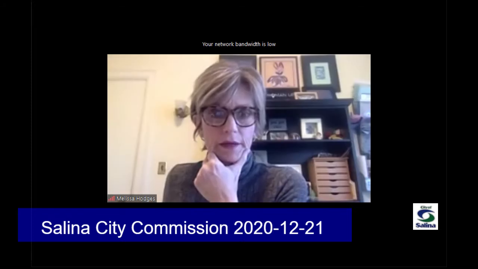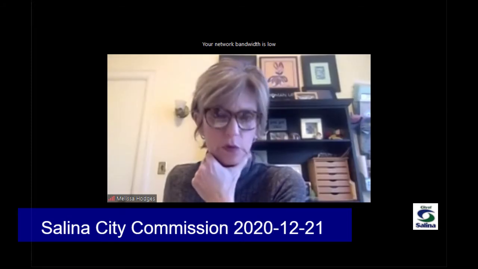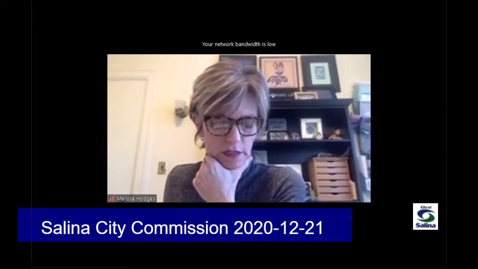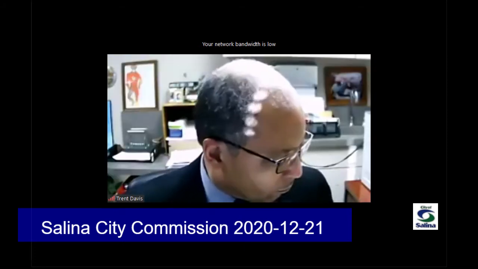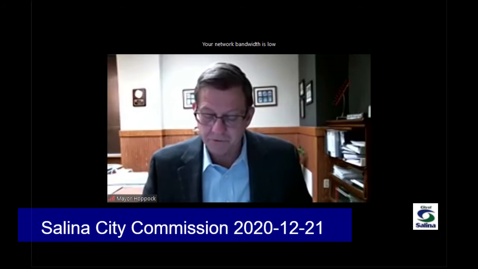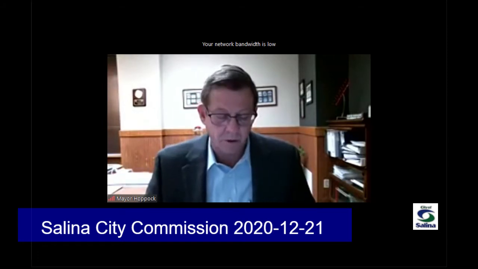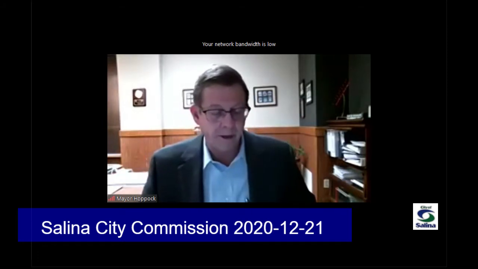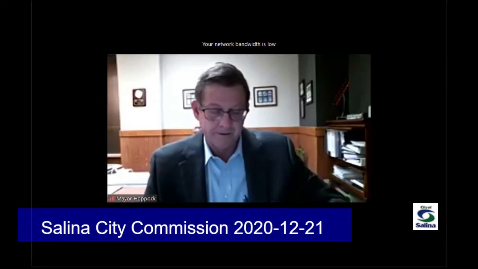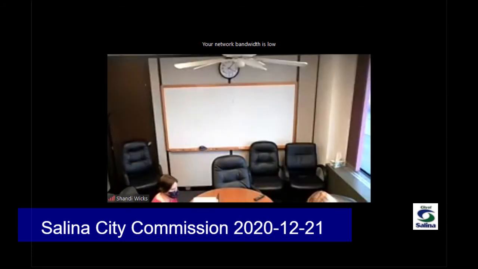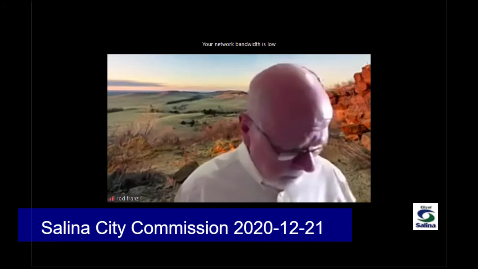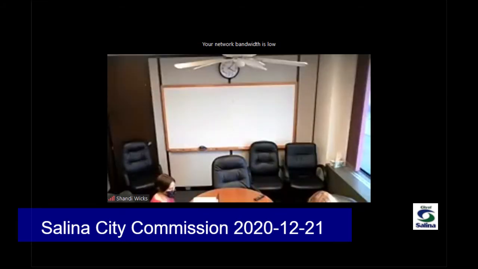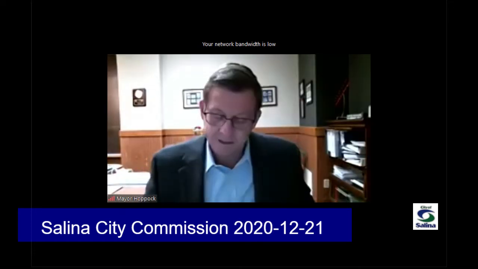Mayor Hoppick, Commissioner Hodges here. I move that we approve the consent agenda as presented. Commissioner Davis, second. Mayor Hoppick here. We have a motion, a second to approve the consent agenda items 6.1 and 6.2. We will have a roll call. Commissioner Davis, Aye. Commissioner Franz, Aye. Commissioner Hodges, Aye. Commissioner Ryan, Aye. Mayor Hoppick, Aye. That also passes 5-0.